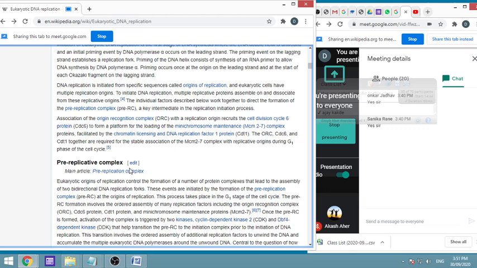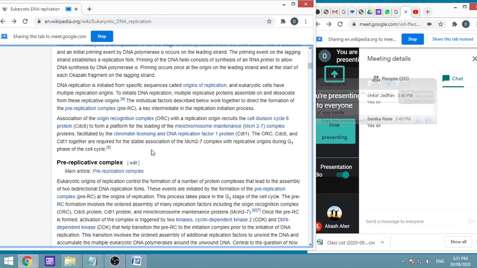The association of the origin recognition complex, or ORC, with the replication origin recruits the cell division cycle 6 protein, called CDC6, and they form the platform for the loading of the minichromosome maintenance, MCM, complex proteins. This is facilitated by chromatin licensing and DNA replication factor 1 protein, that is the CDT1 protein. So ORC, CDC6 and CDT1 together are required for the stable association with the MCM2 to 7 complex, and they make the replicative origins during the G1 phase of the cell cycle.